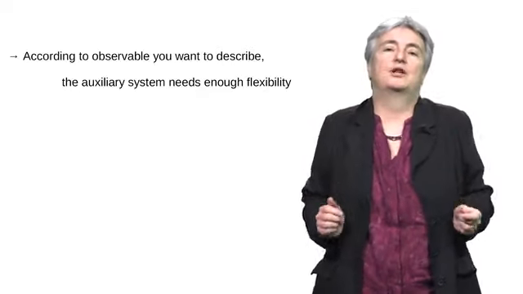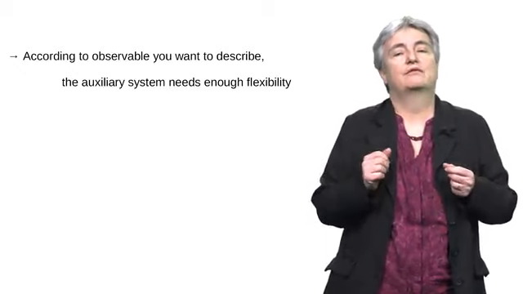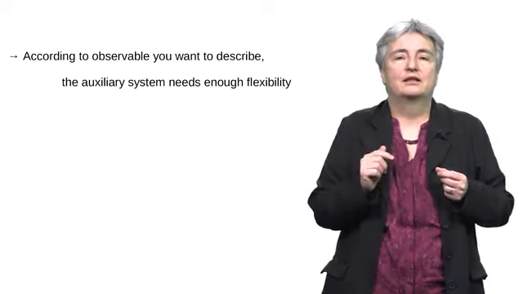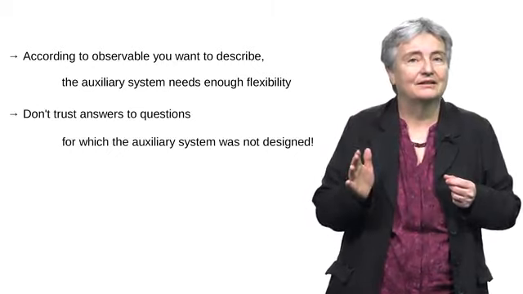For now, you should realize that when you're interested only in a few observables of a complicated system, it is a very interesting idea to build an auxiliary system in order to avoid solving the full problem. To do so, you have to keep in mind that according to the observables you want to describe, you should give your auxiliary system enough degrees of freedom. And once you have built and tuned it, don't trust the answers to questions for which you haven't designed it.